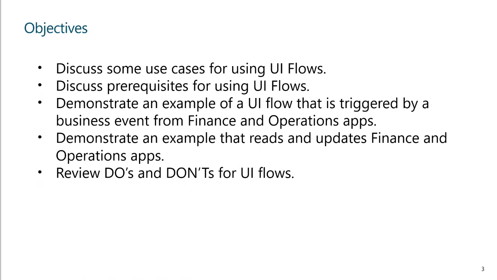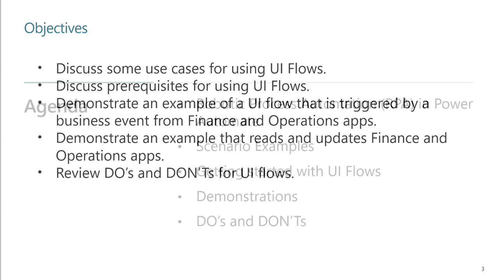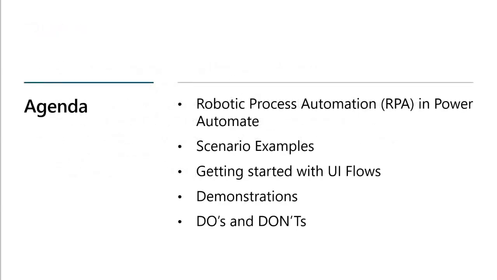I'll demonstrate an example of a UI flow that's triggered by a business event, like an outbound example, and then I'll also show an example that is going to read an update. In my case, it's actually human resources, but one of our finance and operation apps. And then we'll finish up by reviewing those do's and don'ts. So again, that flow here is going to start with that overview, talk through a bunch of different scenarios and examples. I'll show you how to get started, and then we'll switch to some samples and demonstrations and close out with the do's and don'ts.